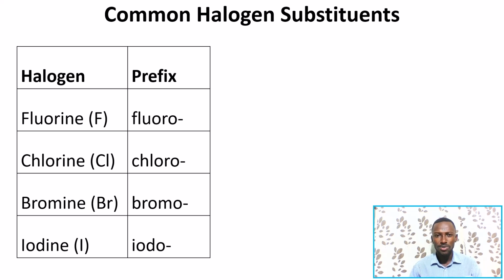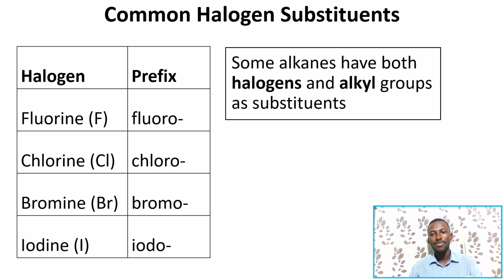But before we proceed, let's look at some common halogen substituents. We have fluorine, and if it is a substituent, it's written as fluoro. If chlorine is a substituent, it's written as chloro, bromine as bromo, iodine as what? Iodo. So take note, some organic compounds or alkanes have both halogens and alkyl groups as substituents. So if that becomes the case, you need to apply the knowledge from how to name branching alkanes that have alkyl groups as substituents, and then how to name haloalkanes.